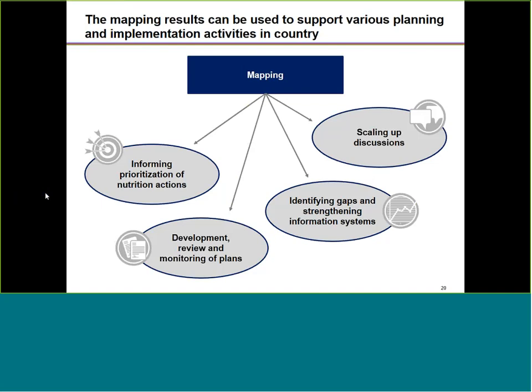Through our experience supporting the mapping exercise across several countries, we have seen the mapping results used to support country-led processes across several aspects. One, informing prioritization of nutrition actions through looking at which actions are not being adequately covered and which actions may need more focus in order to address the nutrition challenges of a country. The results can also be used to support discussions around how to scale up actions, both in terms of how to reach more beneficiaries and how to reach a greater geographic range. Additionally, the mapping can support the development, review, or monitoring of a multisectoral nutrition plan. Finally, the mapping can help identify gaps in information systems and the strengthening of these systems.